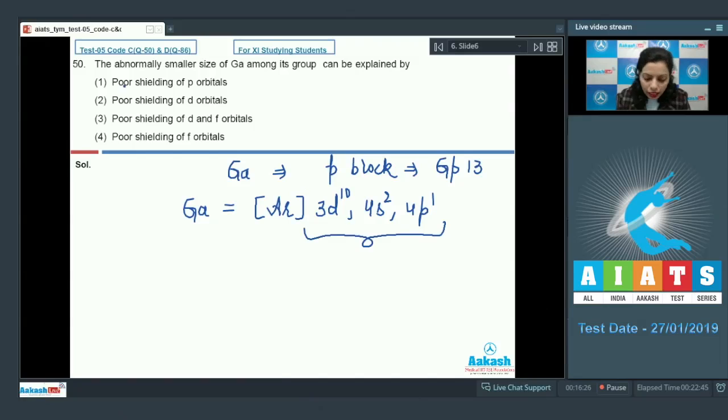So which answer is correct? Here it is given poor shielding of p orbital. That's not true. Poor shielding of d orbital. Yes, it's true. Poor shielding of d and f orbital is not possible because electrons are not present in f orbital. Poor shielding of f orbital, the last option, is also not true. So only the second option is correct. That's why I'm choosing this as the correct option.